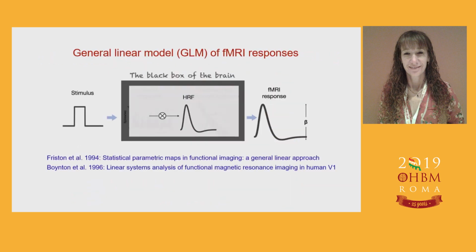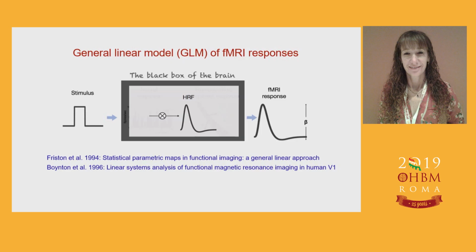So, two seminal papers, one by Karl Friston in 1994 and another by Boynton and Heeger in 1996, provide a mathematical foundation for analyzing fMRI data. Basically, they showed that the relationship between the stimulus and the BOLD response is roughly linear, and using a linear systems approach, one can predict the BOLD response from any stimulus by convolving the stimulus with the HRF, or hemodynamic response function. This is also referred to as a GLM, or the general linear model, which is commonly used to analyze fMRI data.